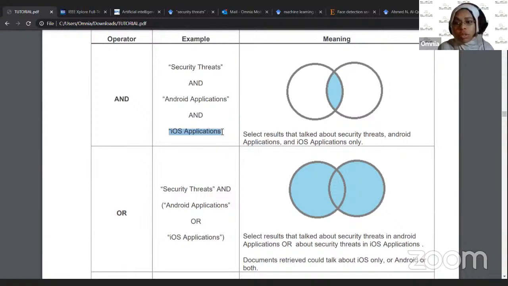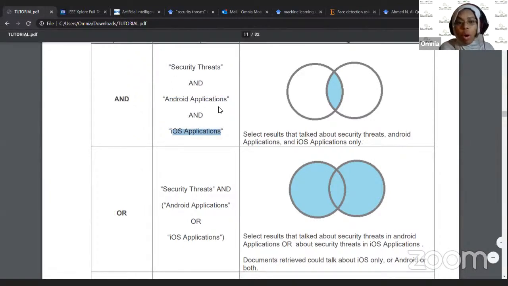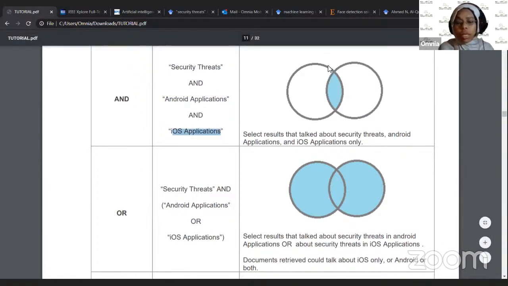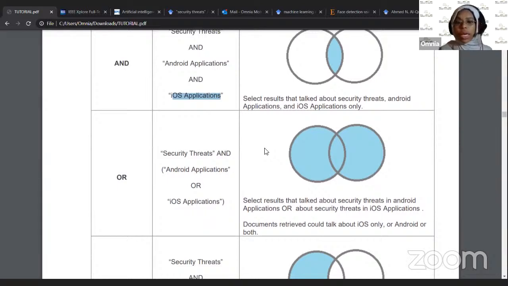So I'm telling Google Scholar to find research papers that have these phrases specifically all in the same document, which means that I'm narrowing down the research to only this area. Maybe I'm interested in finding papers that talked about security threats in Android applications or iOS. So I'm not excluding the papers that talked about one operating system over the other. In this case, I can use the operator OR. As you can see here, I use a mix of AND and OR. I definitely want to talk about security threats, but whether the paper talked about Android or iOS doesn't matter. By this, I'm covering all the research possibilities.